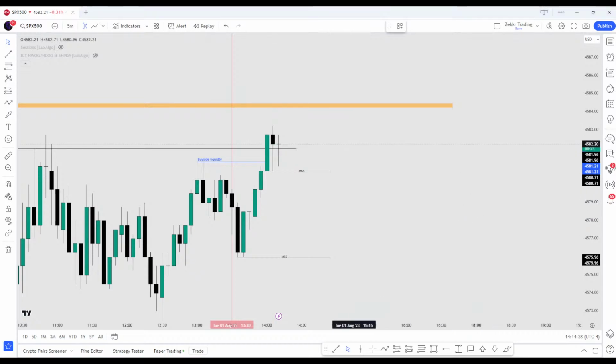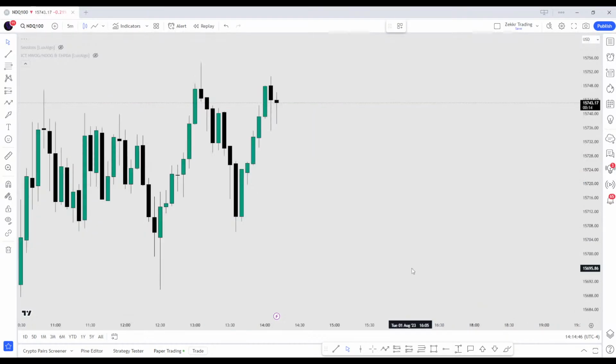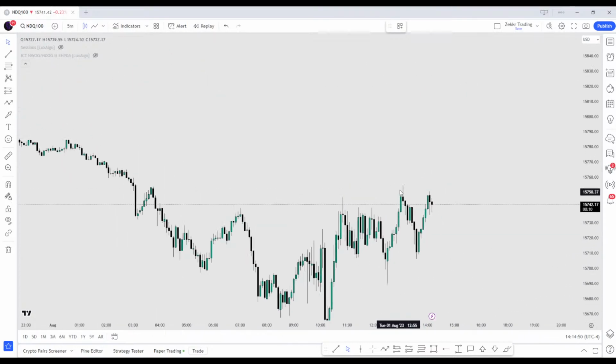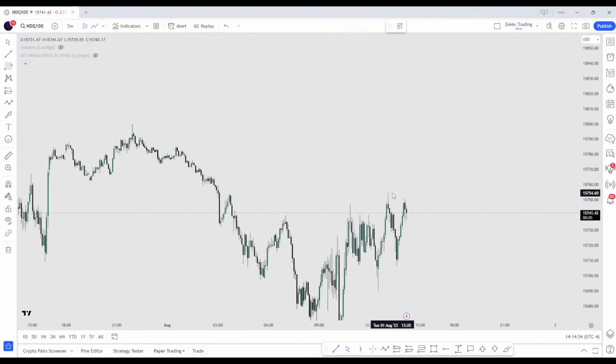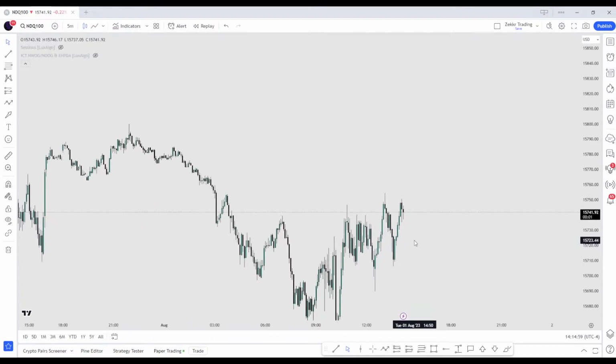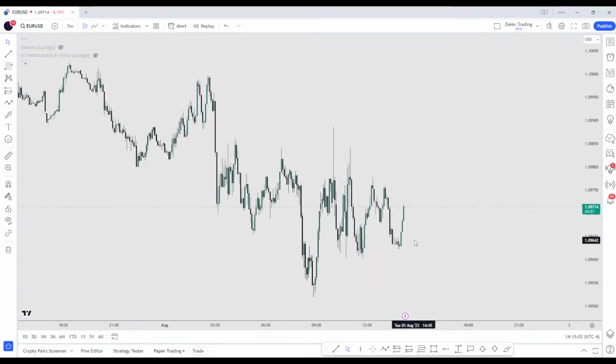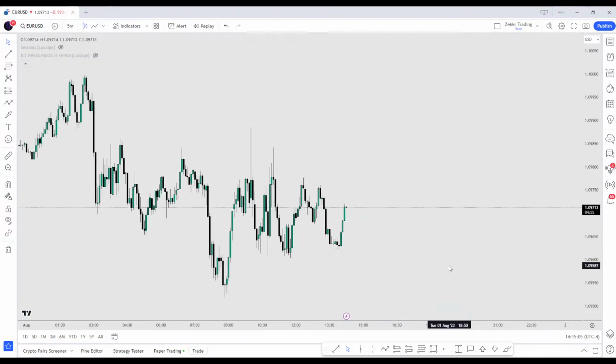So yeah, that's it for S&P. I just told you exactly what I'm looking for. And this is the high. Nasdaq, there's nothing to look at. We didn't take liquidity. We're just moving inside the range from high to low, which I'm gonna skip. US 30, I don't trade US 30, so I'm not gonna look at it.